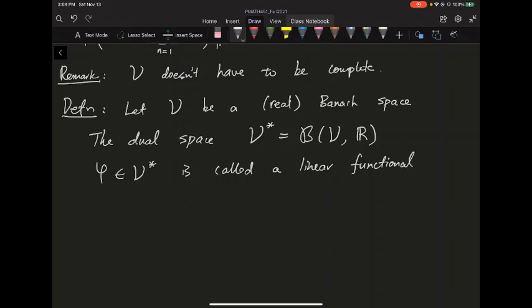So this is exactly where functional analysis comes from. You're analyzing these functionals. And sometimes, again, you don't need to specify linear. Everything is linear. So sometimes we just call phi a functional.